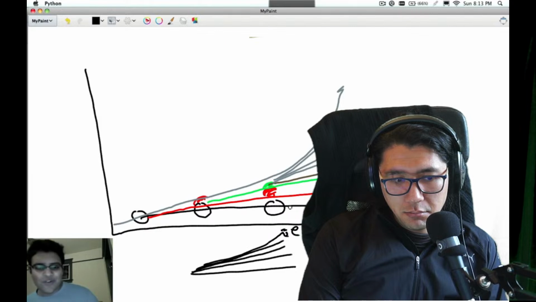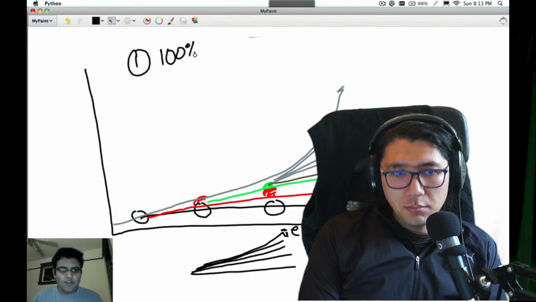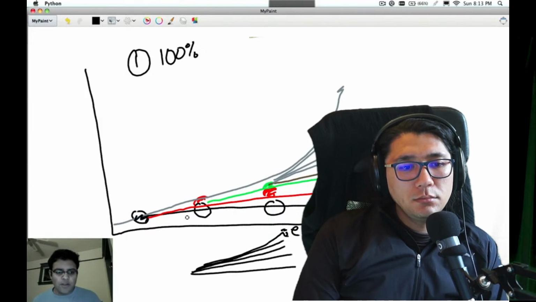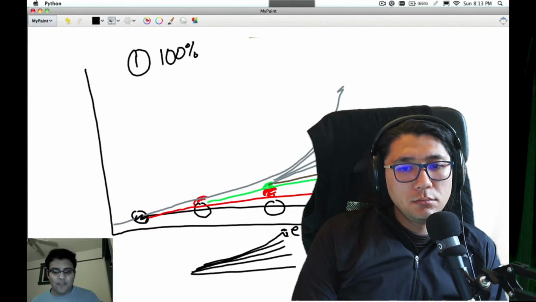So the reason e is universal is the following. One, it's 100% growth. So the idea is that your original item will actually double itself at the end of one period. So you start at, well, let's call this time 0. At the end of one period, your black amount has actually doubled itself.